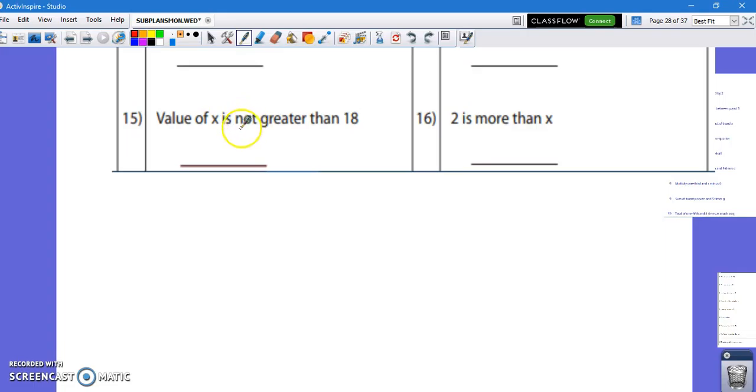Value of x is not greater than 18. What's not greater than? The opposite is less than. 2 is more than x. 2 is more, means greater than x. Here you go. Well, I finished that whole sheet for you, with you.